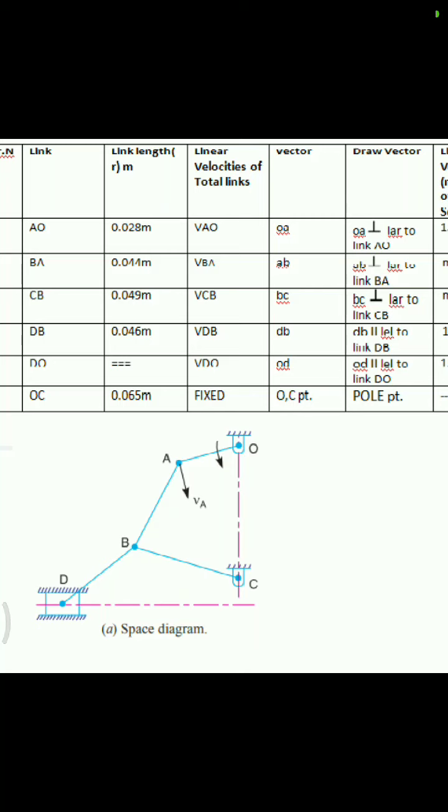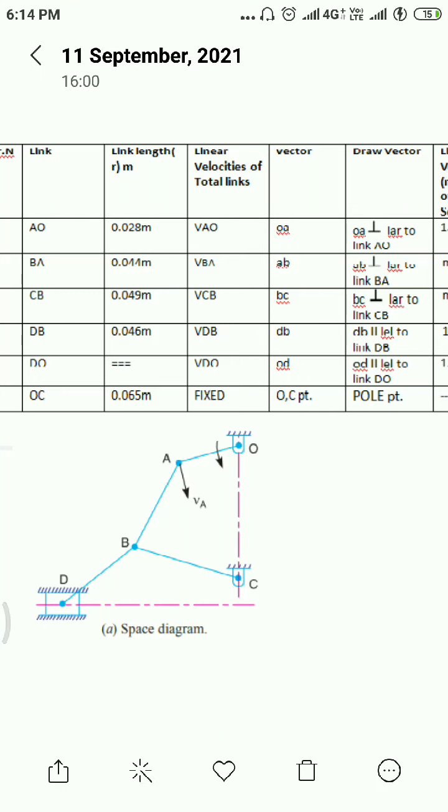For the velocity diagram, we have to write down all the linear velocities that are shown in the third column: VAO, VBA, VCB, VDB, VDO and fixed. From these linear velocities we can write down the vectors in the fourth column, which is shown in the table. VAO, velocity of point A with respect to O, is written as OA, not AO. Another velocity VBA is written as AB, not BA. VCB as BC, VDB as DB, VDO as OD, and the fixed point.